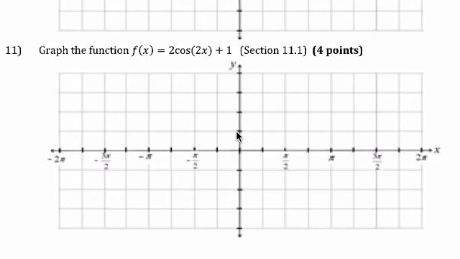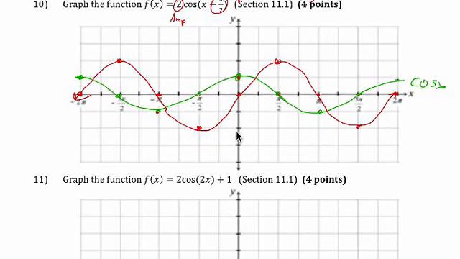All right, number 11 has a lot going on. So let's just kind of pick this apart. This is a cosine graph. It's going to look similar. It's going to start off with the same graph that we started off with on number 10.